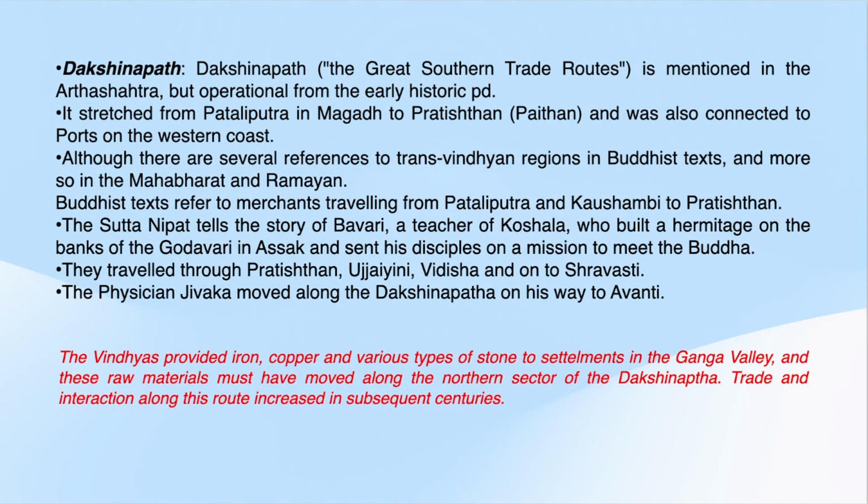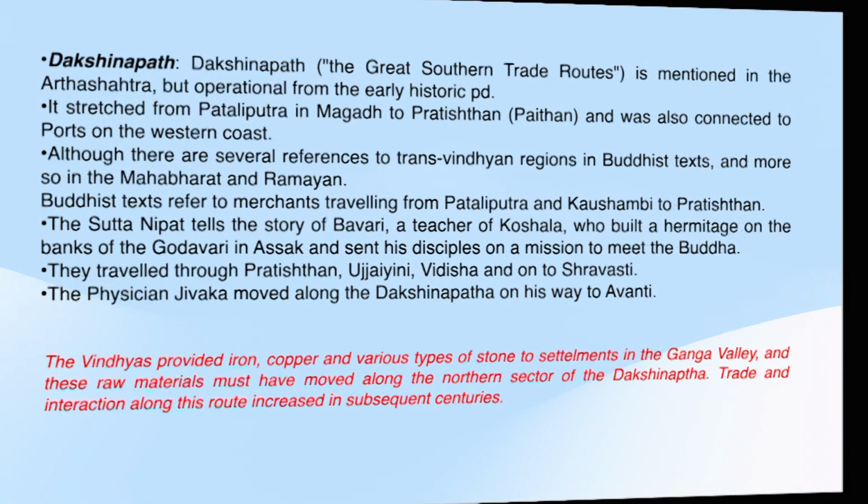So, this particular story gives you an idea that such routes existed which were being used for trading and for other purposes. The Vindhyas provided the iron, copper, and various types of stone to the settlements in the Ganga Valley, and these raw materials must have moved along the north sector of the Dakshin Path. Trade and interaction along this route increased in the subsequent centuries.